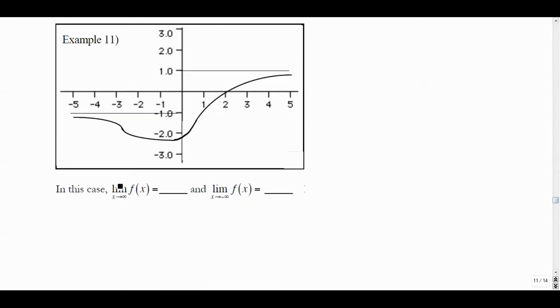Number 11. As x approaches positive infinity, so the x values get bigger and bigger, what happens to the y values? It looks like they squeeze into this horizontal asymptote here. So that would be +1. They're squeezing into this horizontal asymptote. As the x values get smaller and smaller, the y values seem to squeeze towards this horizontal asymptote at -1.